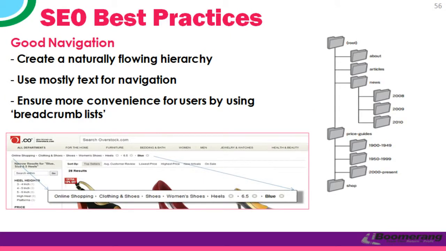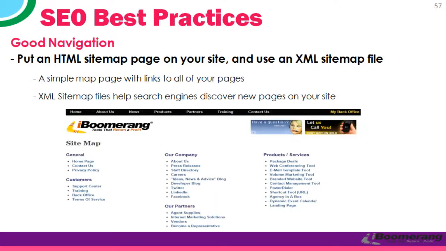When it comes to navigation, make sure it flows naturally and just makes sense. Also, use breadcrumb lists on every page. This shows the path that the user took to get to a particular page. Also with navigation, make sure you have an HTML sitemap for your readers and an XML sitemap for the search crawlers. This makes indexing faster and it makes it easier for the crawlers to tell when a new page has been added.